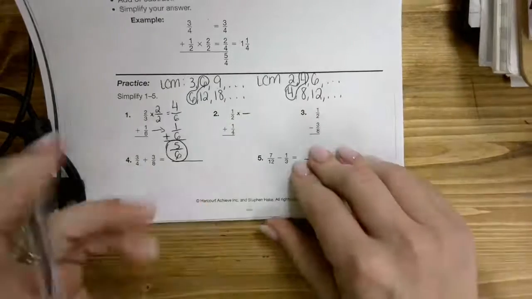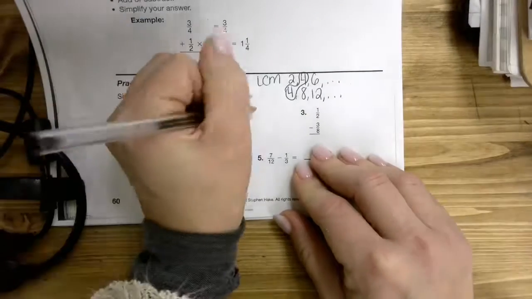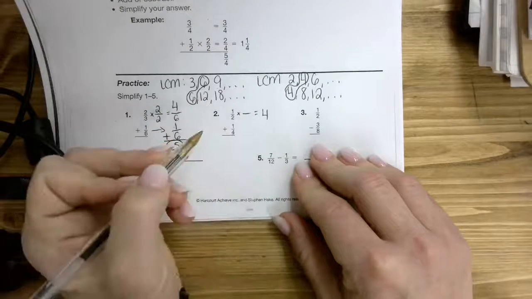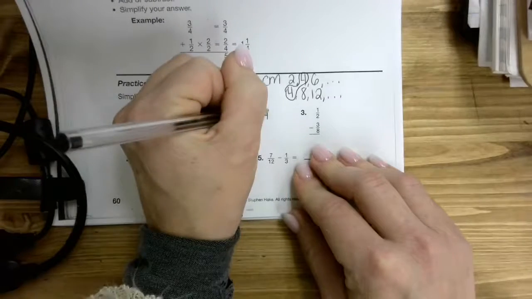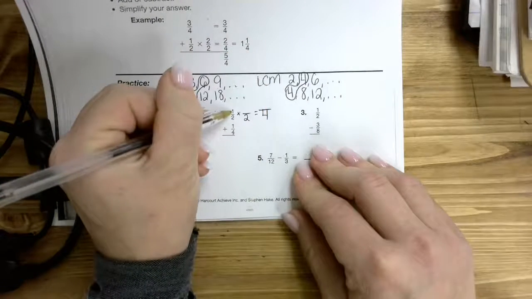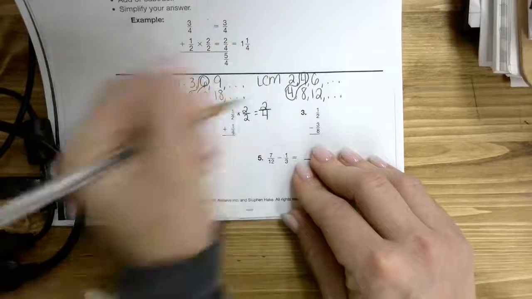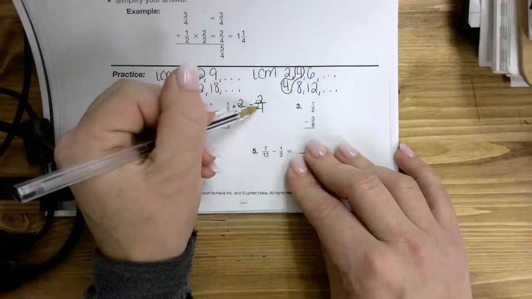texting me. So I need to mentally ask myself, what times 2 gives me 4? And if you said 2, you're right. So 2 times 2 is 4. Okay, and then I have to multiply the numerator by 2 as well. So 1 times 2 is 2. Okay, so I've renamed my fraction to where it has the same denominator.